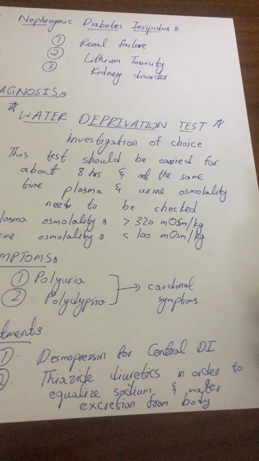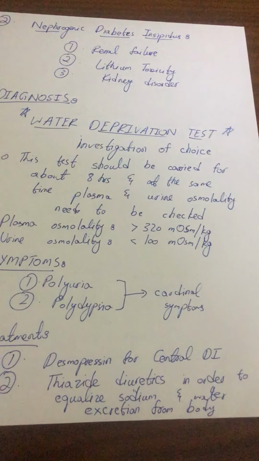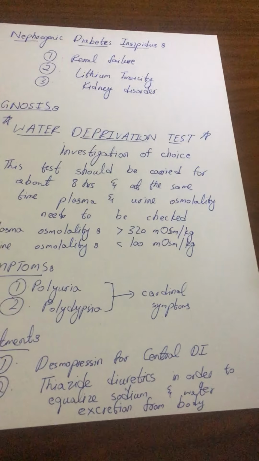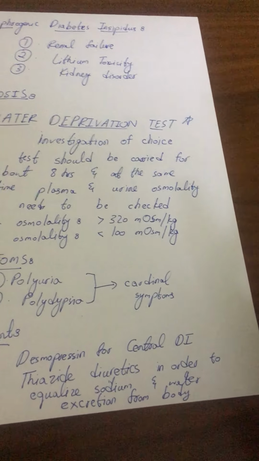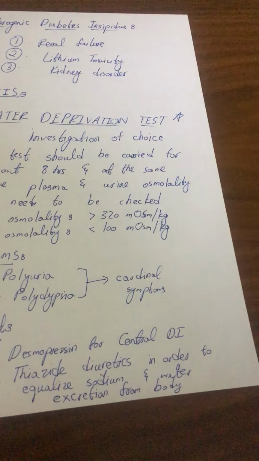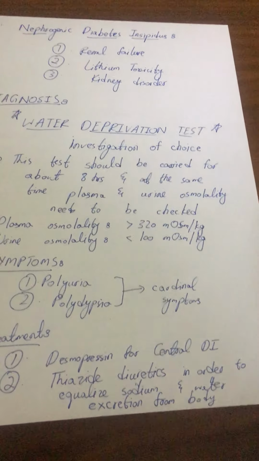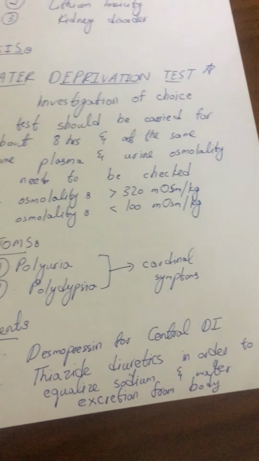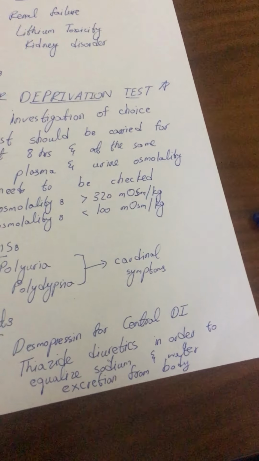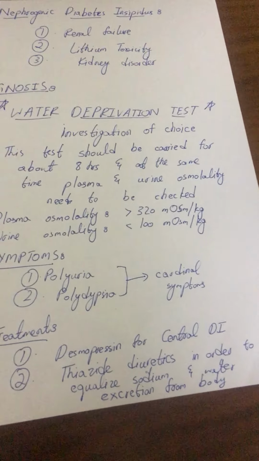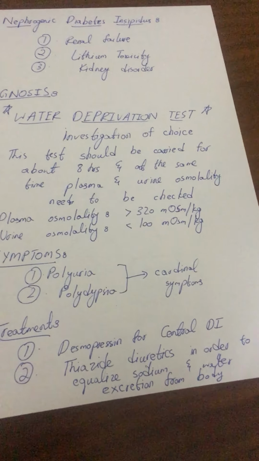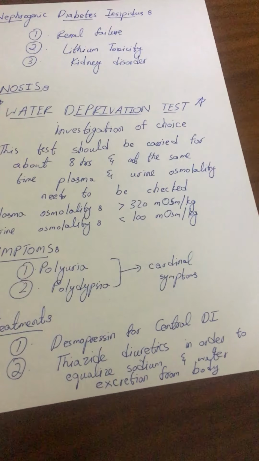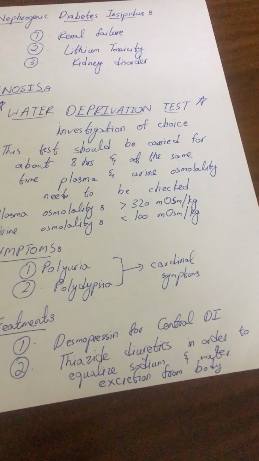But in case of nephrogenic diabetes insipidus, we can't give desmopressin because in this case the pathology isn't within the pituitary gland, isn't the decreased or inadequate synthesis and secretion of ADH, but it's basically due to the unresponsiveness of the receptors to ADH within the kidneys. In that case, we will just give thiazide diuretics in order to equalize sodium and water excretion in the body, because in diabetes insipidus more water is lost than sodium, resulting in increased plasma osmolality and mild hypernatremia, right? So in order to prevent this, we need to give thiazide diuretics to equalize sodium and water excretion from the body.